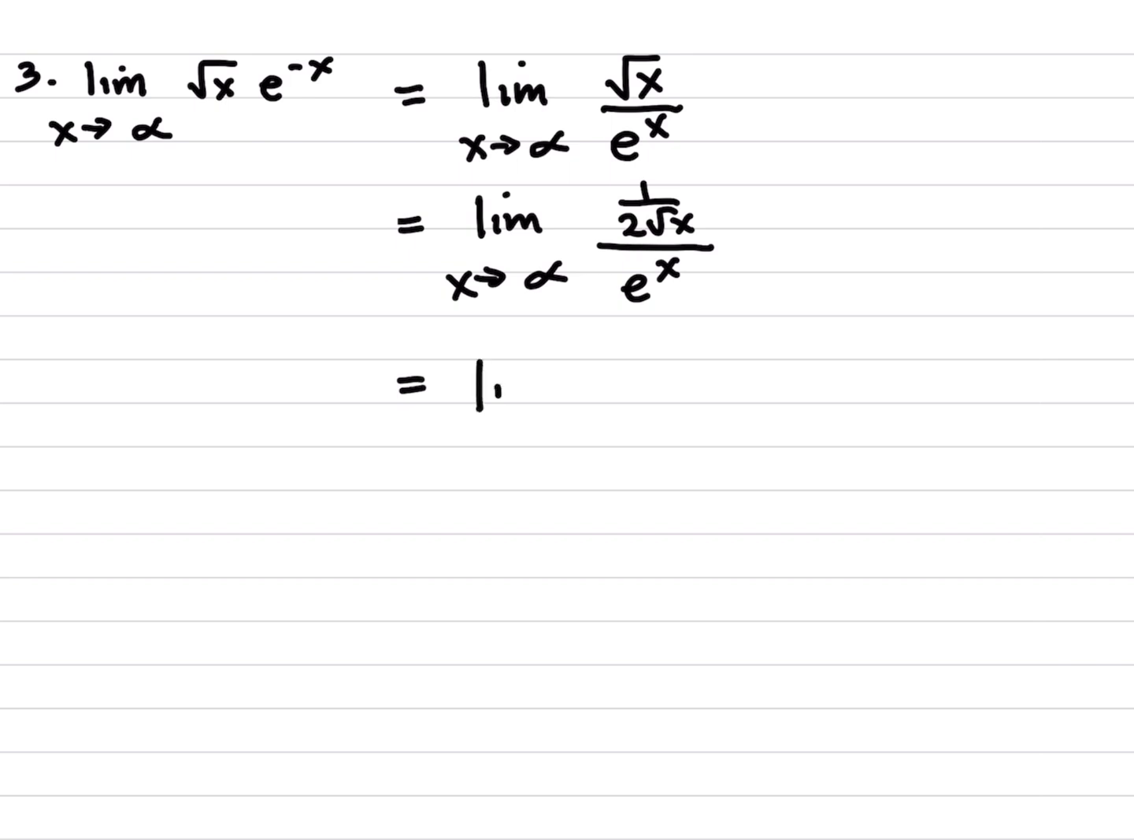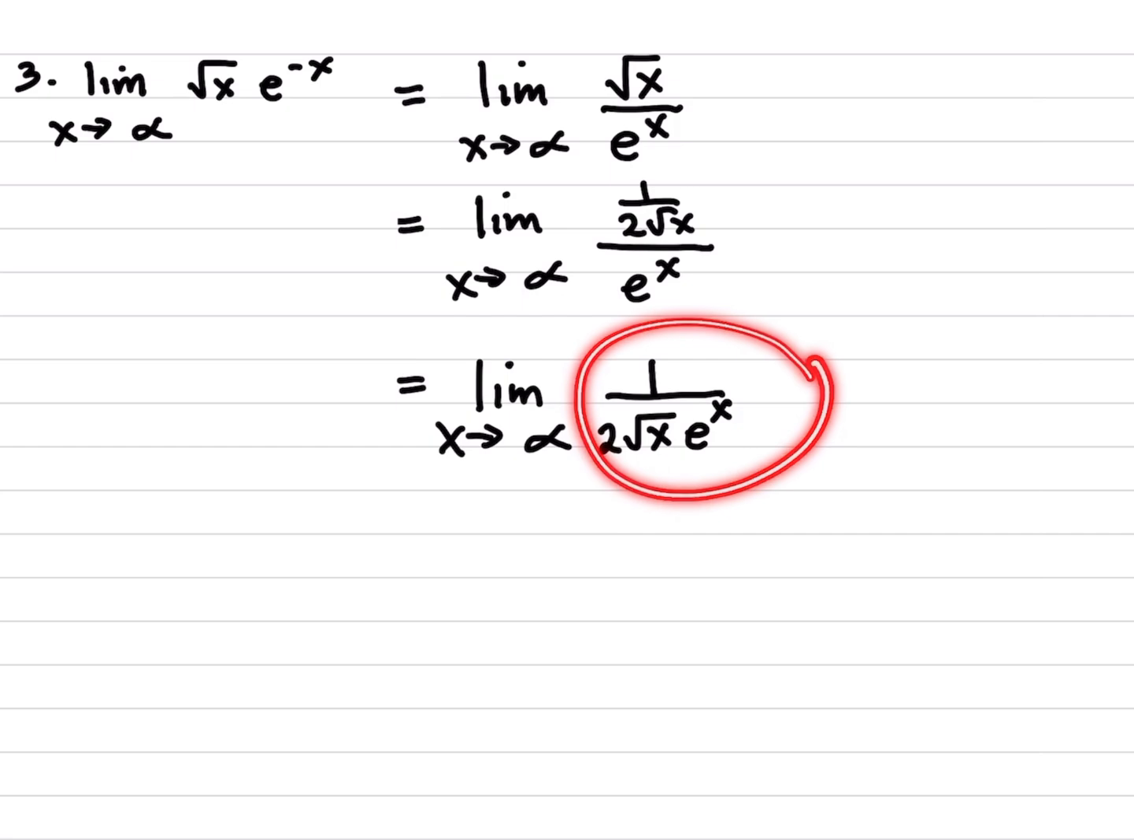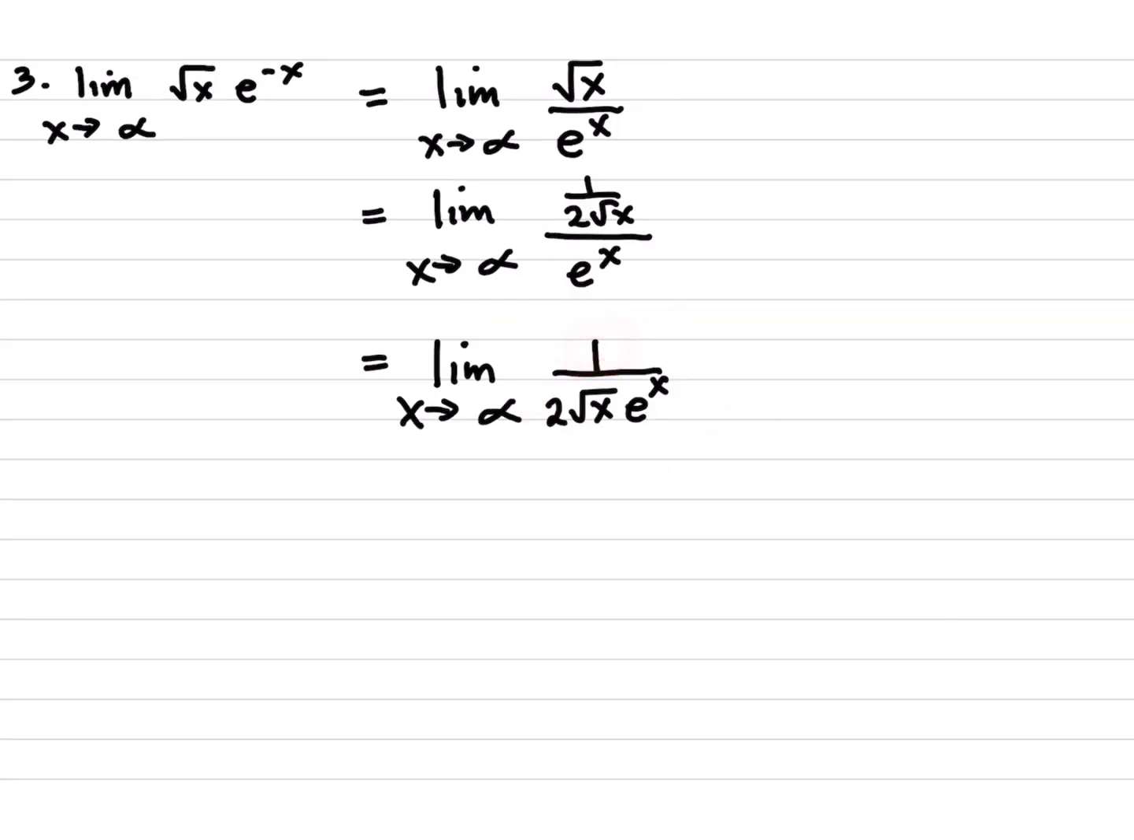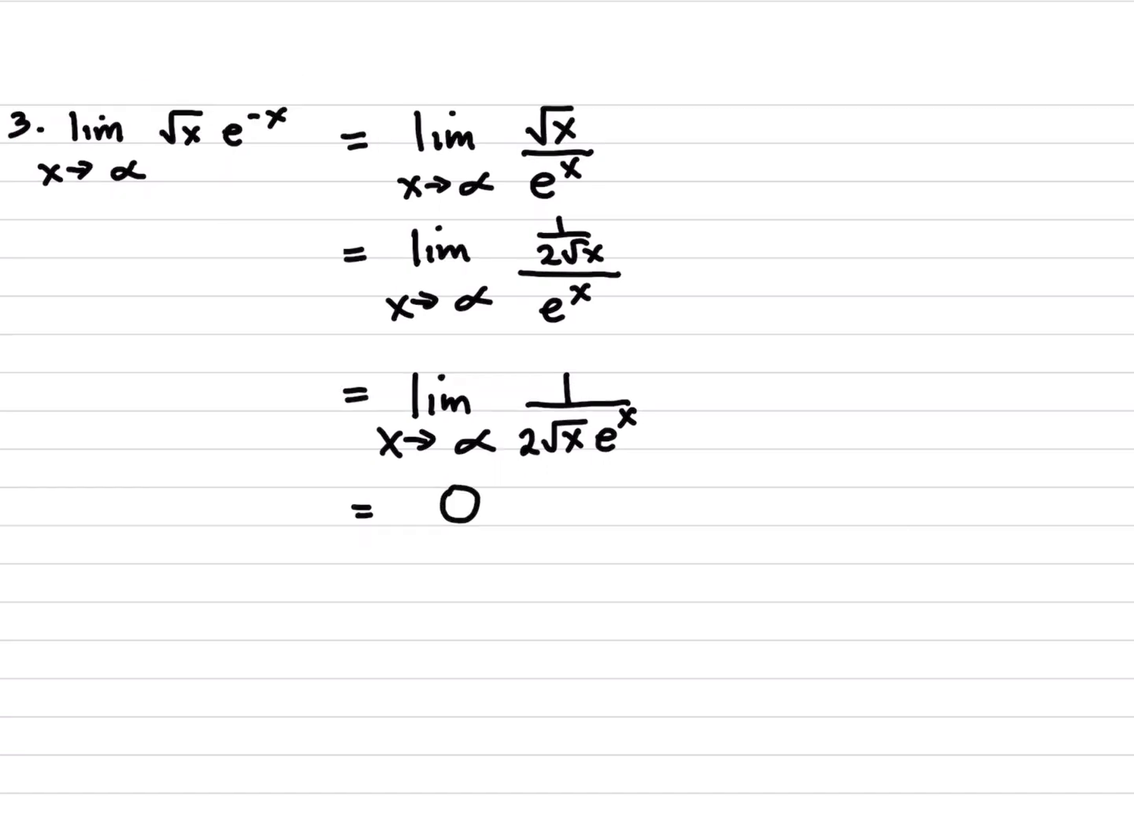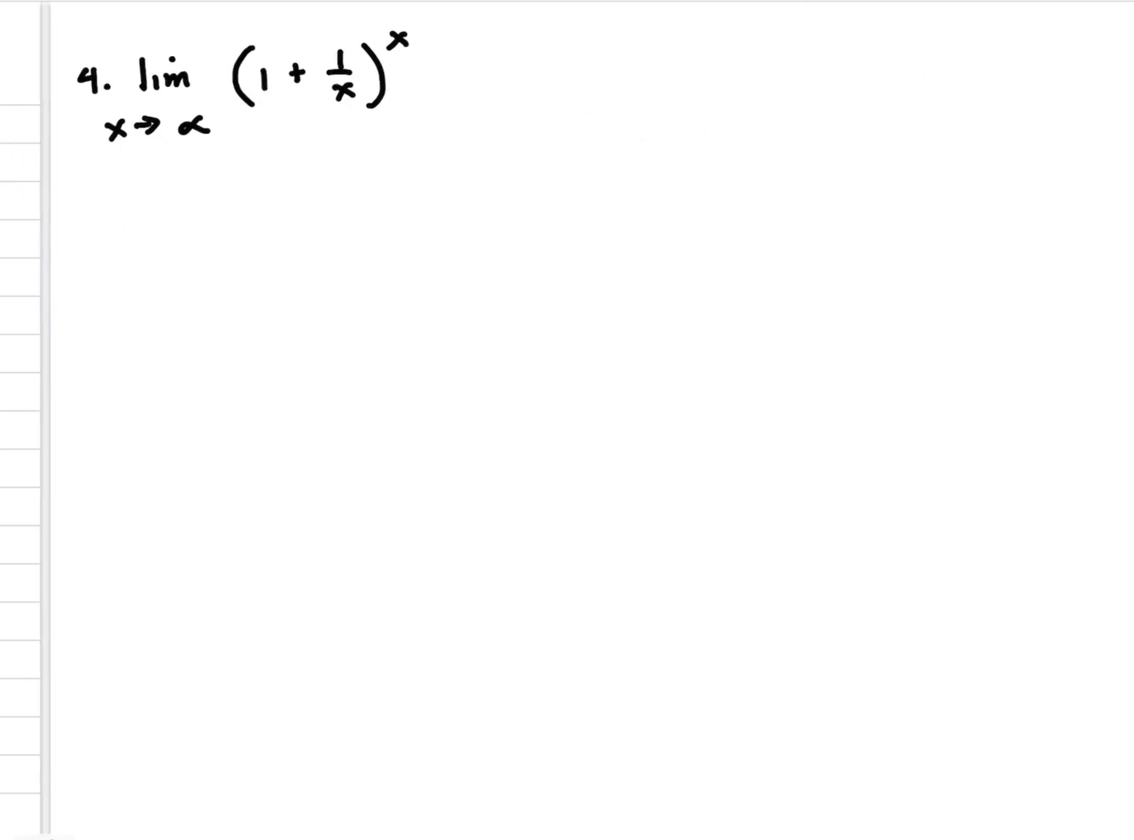We can rewrite this as the limit of 1 over 2 square root of x e to the x as x approaches infinity. And this is no longer 0 over 0 because our numerator is already 1. And so, if e to the x gets bigger and bigger, as well as 2 square root of x, then what happens to the quotient 1 over 2 square root of x e raised to x? The quotient gets so small that it approaches 0. So the limit of the square root of x e raised to negative x as x approaches infinity is equal to 0. We proceed to example number 4.